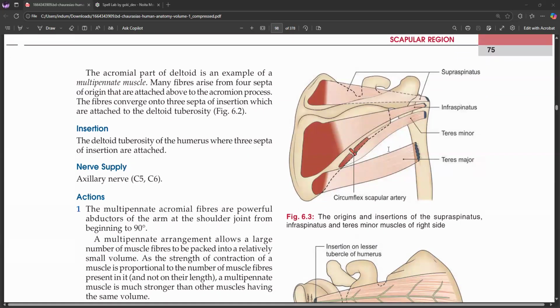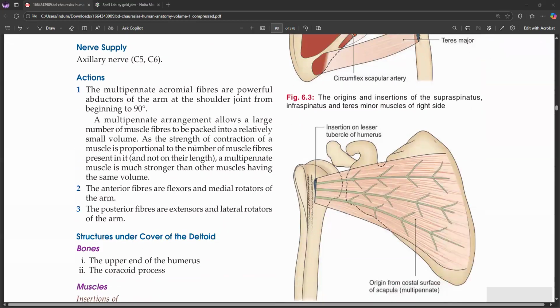The acromial part of deltoid is an example of a multipinnate muscle. Many fibers arise from 4 septa of origin that are attached above to the acromion process. The fibers converge onto 3 septa of insertion which are attached to the deltoid tuberosity, figure 6.2. Insertion. The deltoid tuberosity of the humerus where 3 septa of insertion are attached. Nerve supply. Axillary nerve C5, C6. Actions. Number 1.